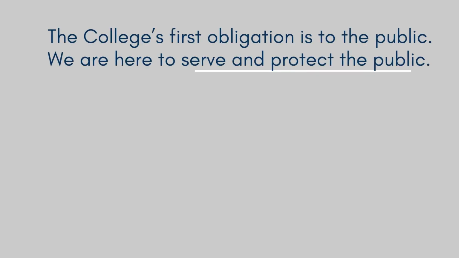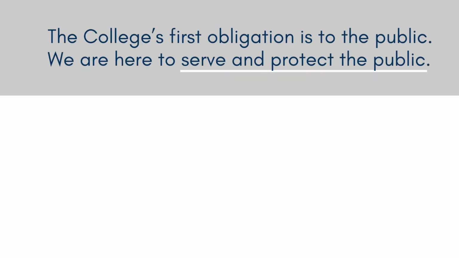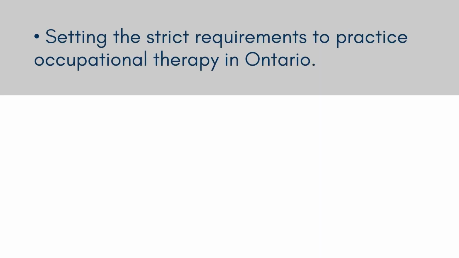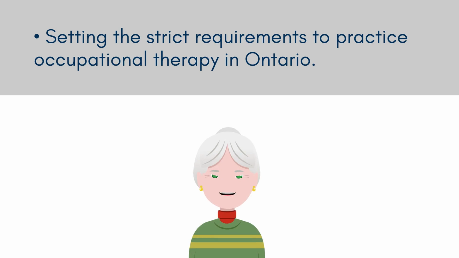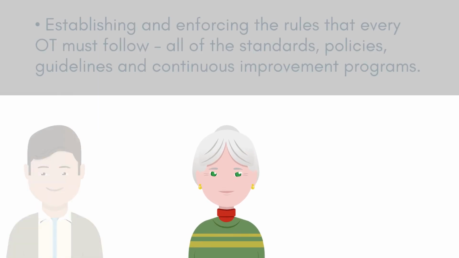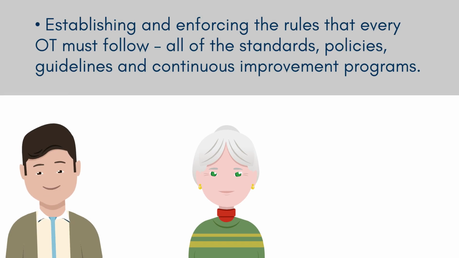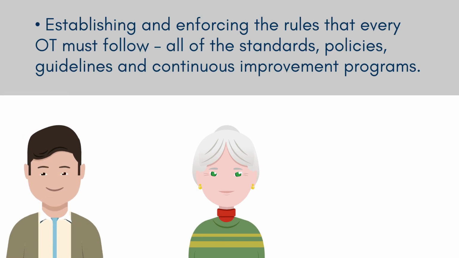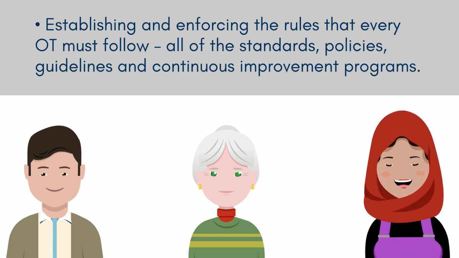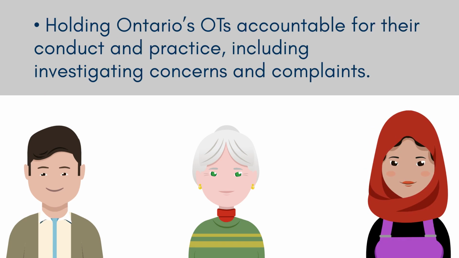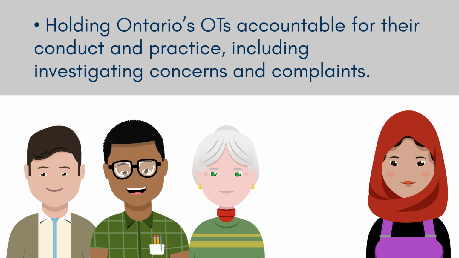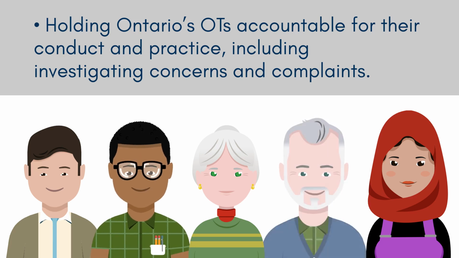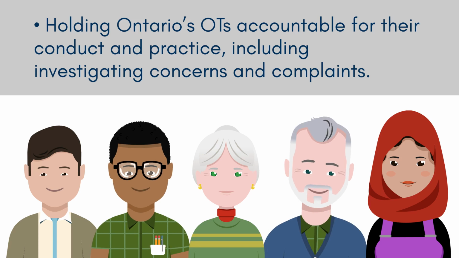The college exists to serve and protect the public. We do it in three main ways. Setting the strict requirements to practice occupational therapy in Ontario. Establishing and enforcing the rules that every OT must follow. All of the standards, policies, guidelines, and continuous improvement programs. Holding Ontario OTs accountable for their conduct and practice, including investigating concerns and complaints.